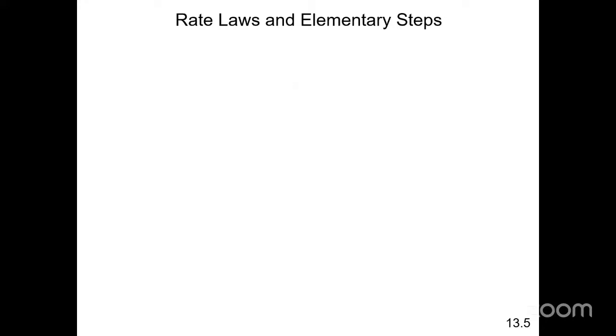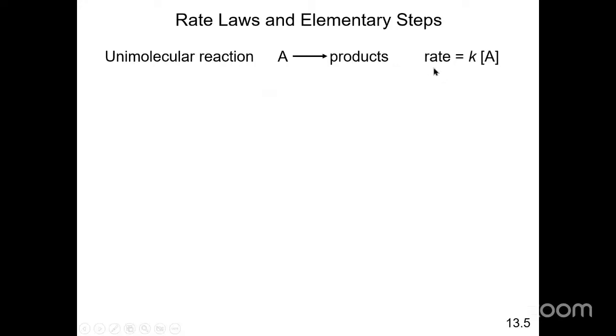We can write down the rate laws for these steps, and it's very simple. So let me show you what happens in the case of a unimolecular reaction. This is the equation here. The rate law is simply rate is equal to K times the concentration of the reactant of that step, right?